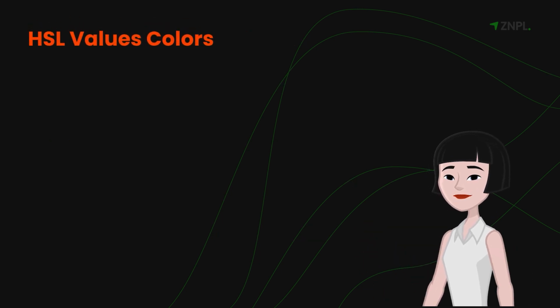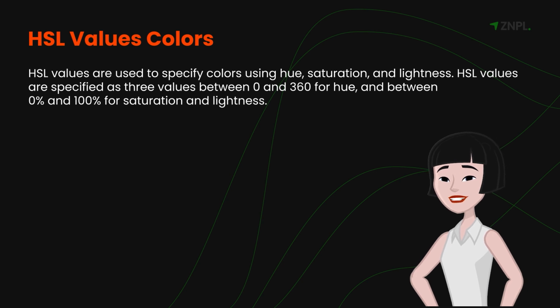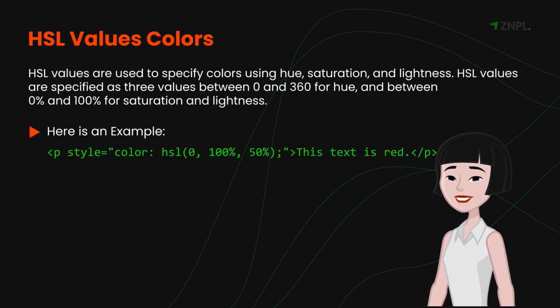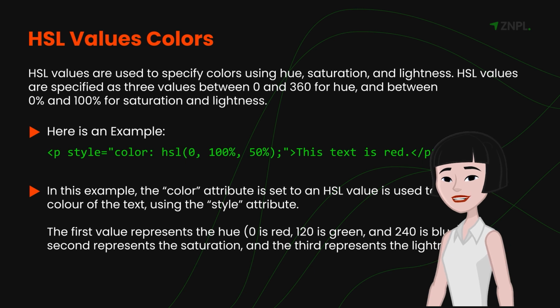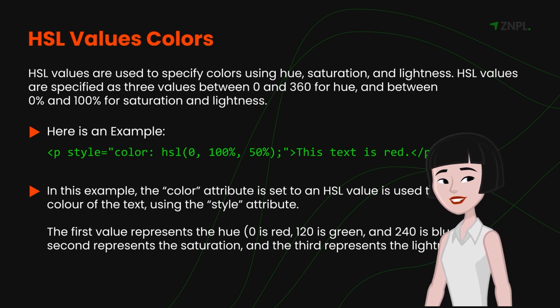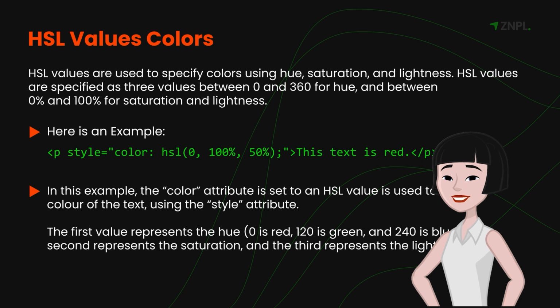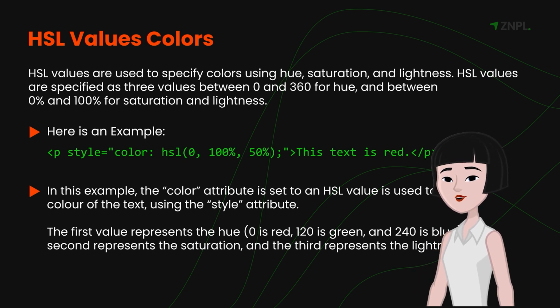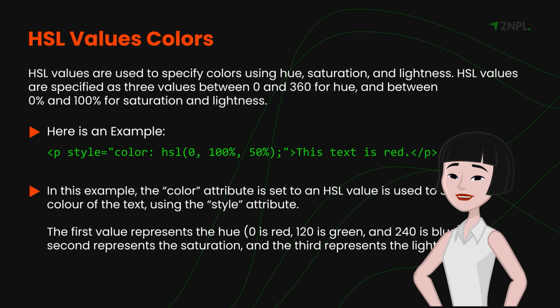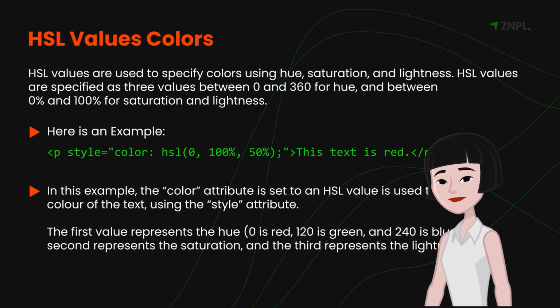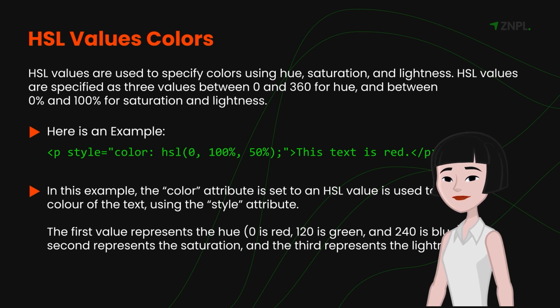HSL values colors. HSL values are used to specify colors using hue, saturation, and lightness. HSL values are specified as a value between 0 and 360 for hue, and between 0% and 100% for saturation and lightness. Here is an example. In this example, the color property is set to an HSL value to set the color of the text using the style attribute. The first value represents the hue, 0 is red, 120 is green, and 240 is blue. The second represents the saturation, and the third represents the lightness. Overall, HTML provides several ways to specify colors on a web page, making it easy to create visually appealing designs.